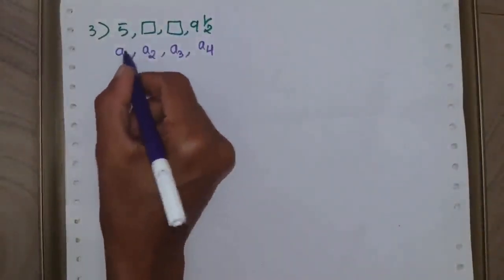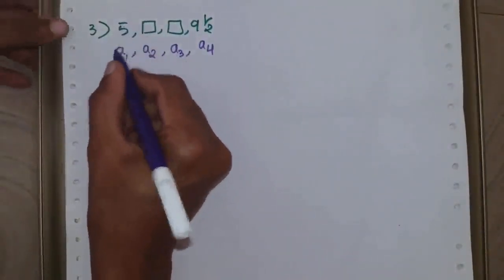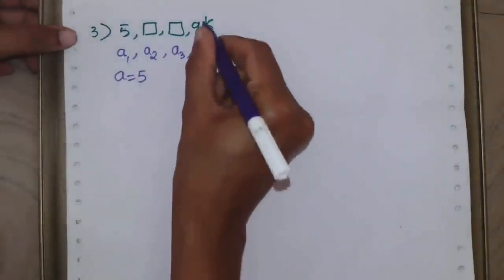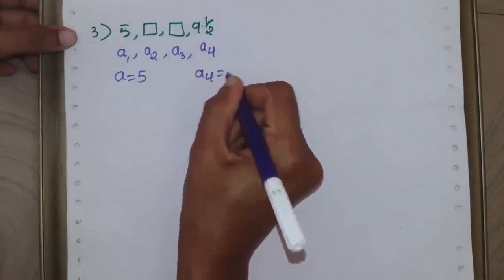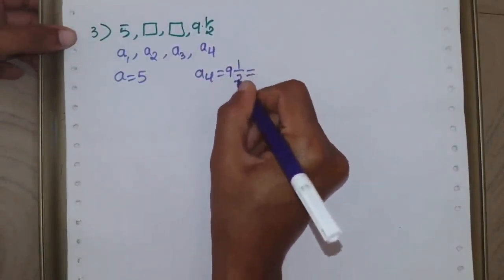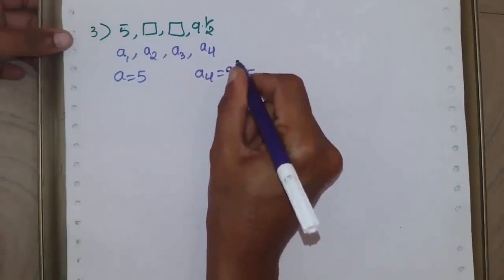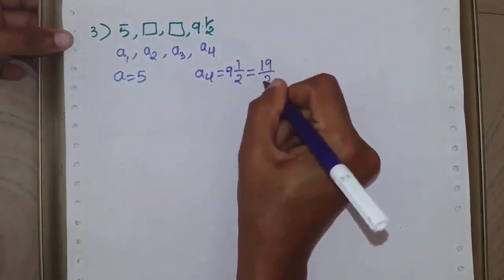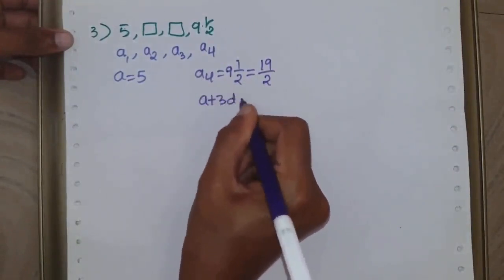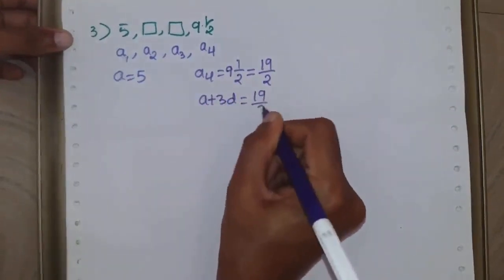Third one, A1 is given. A equals 5, first term. Then the fourth term is 9 whole 1 by 2. Yes, I am converting this. 2 9s are 18, 18 plus 1, 19 by 2. Yes, A4 means A plus 3D is equal to 19 by 2.